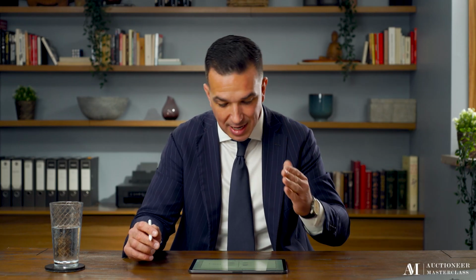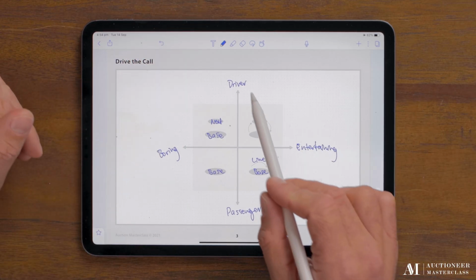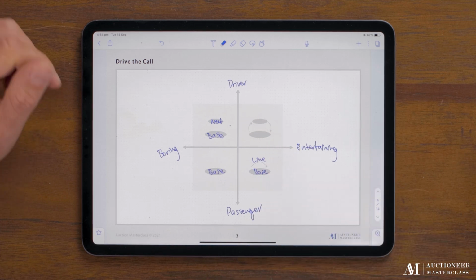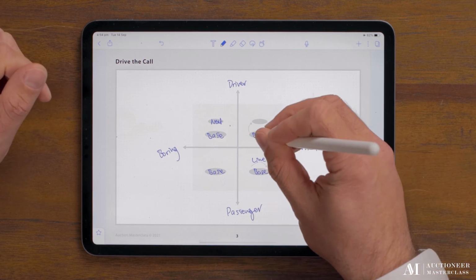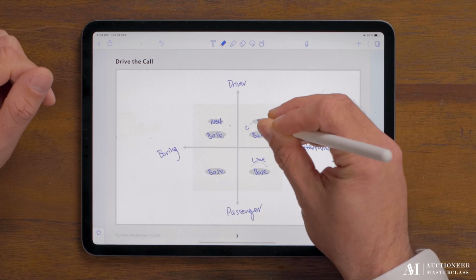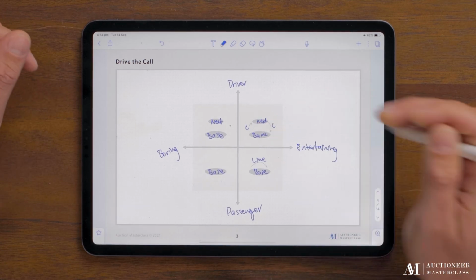In Auctioneer Masterclass, where we want to be operating is in the top right quadrant, driver and entertaining. The base, the line, the next, and the line. The bid is at $1 million to the family of 4, dead center, who've inspected the home on several occasions in front, calling for an increase of $25,000.